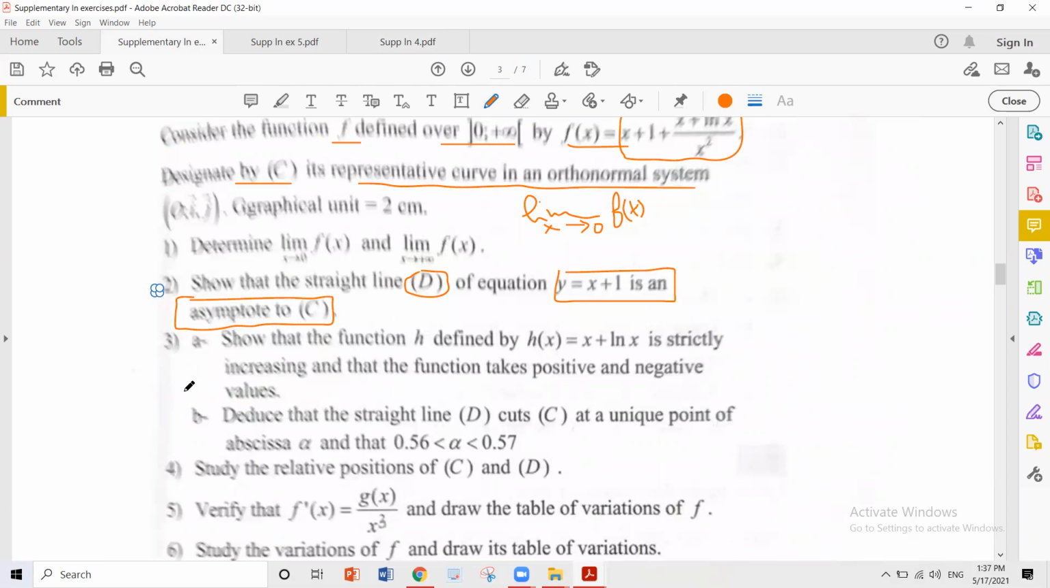Part 3, part A. Show that the function h defined by h of x equals x plus ln x is strictly increasing and that the function takes positive and negative values. How to prove it is increasing and that it takes positive and negative values?